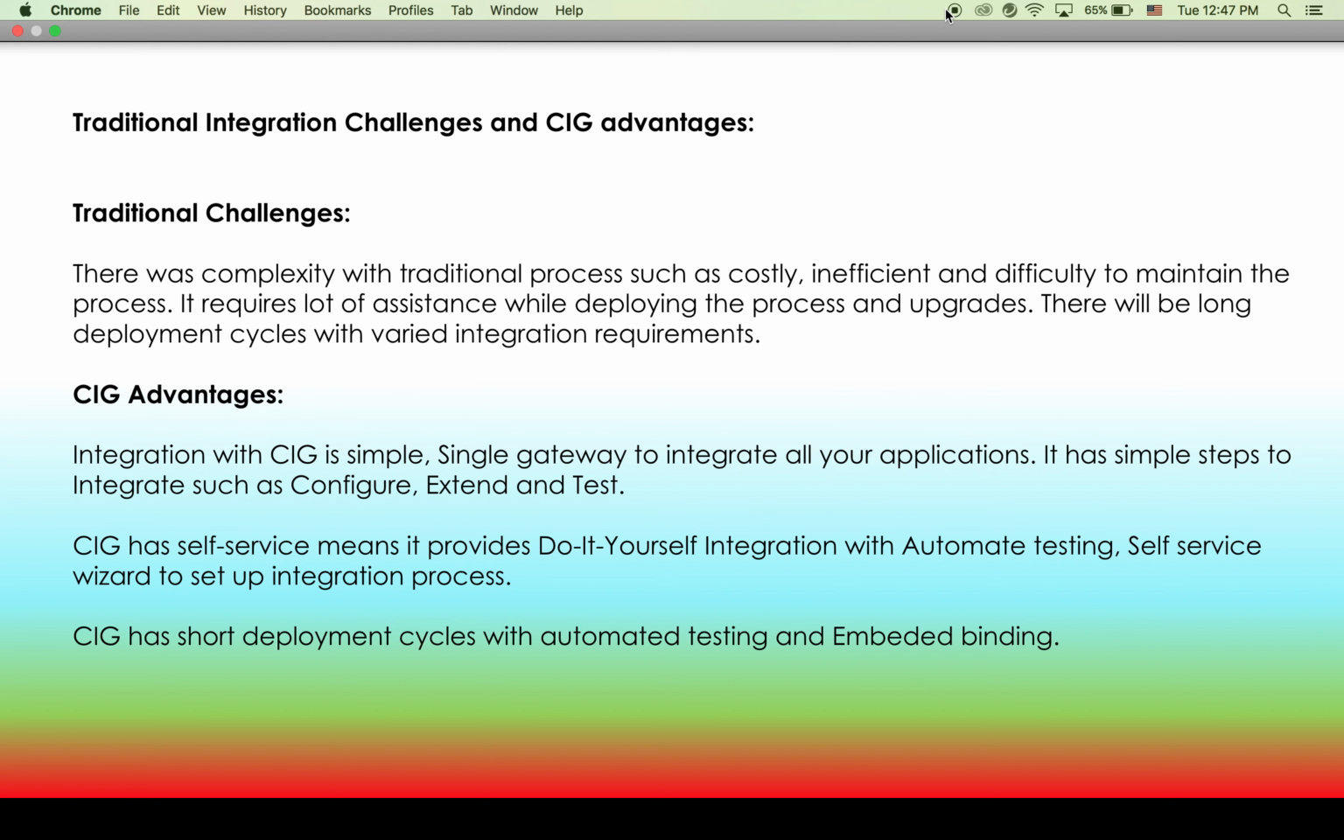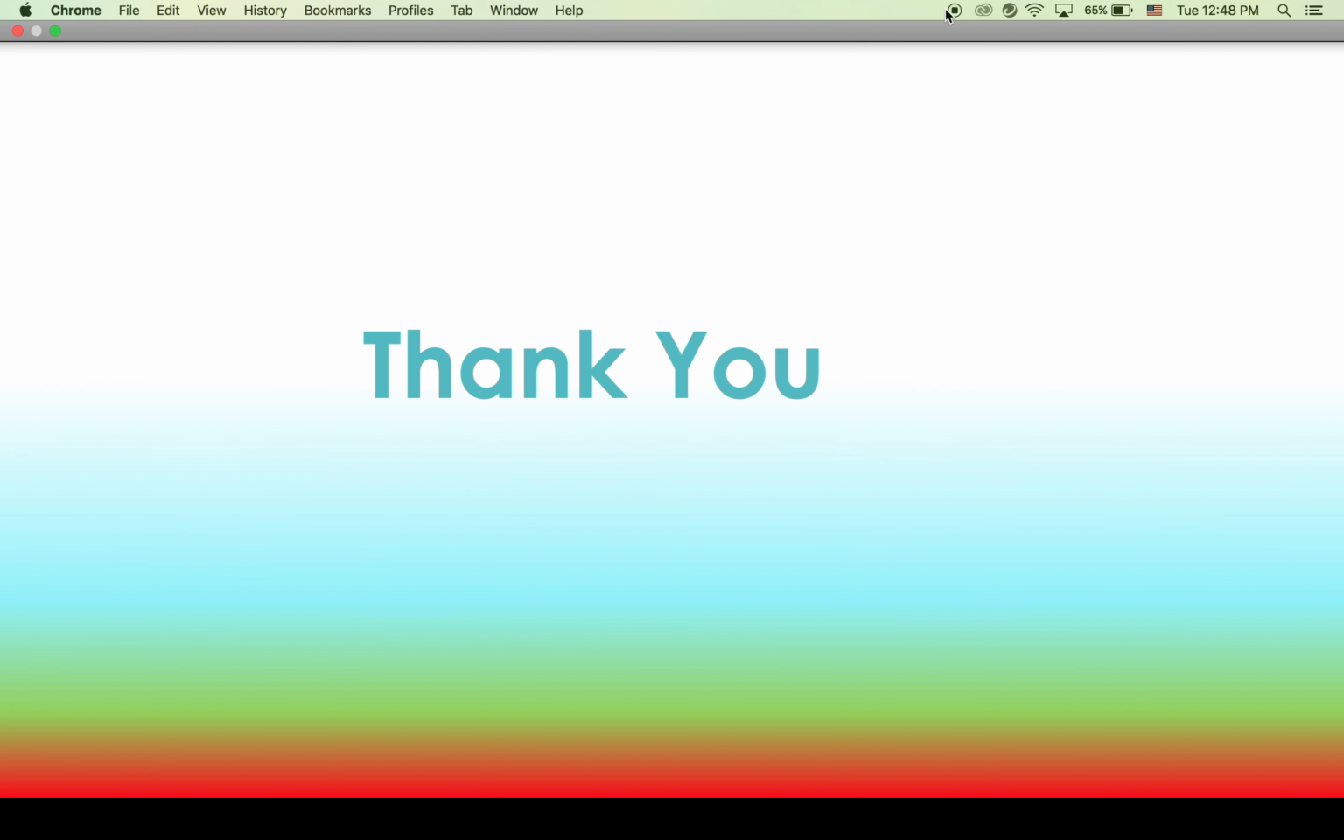CIG has a short deployment cycle. As I said, it is a cloud solution, so it has a shorter deployment cycle with automated testing and embedded binding. CIG automatically suggests what binding you need, and your job of integrating the applications is easy. Okay, these are the basic topics of integration and Cloud Integration Gateway.